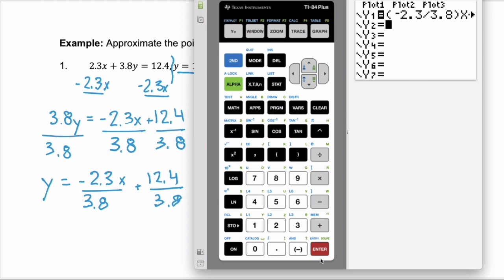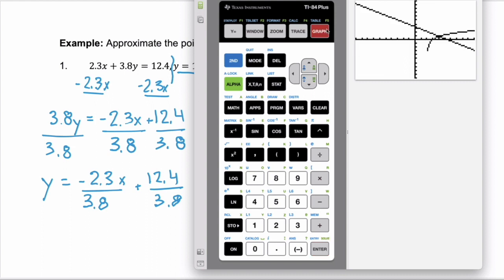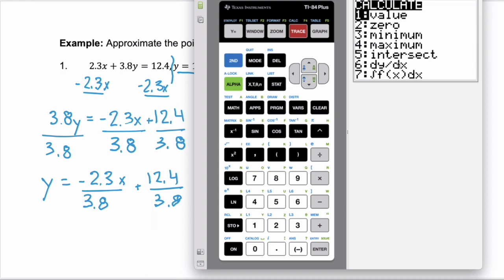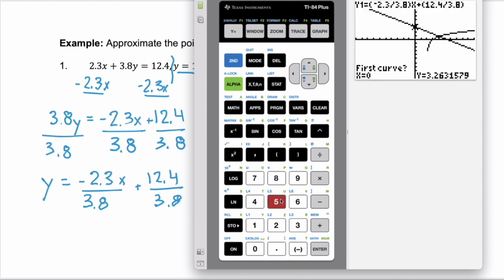Now we need to enter our second function, which is a log function. And that is 1.1 natural log of x minus 2.05 and close our parentheses. Let's graph. There we have our line and then we can see our log function. And we want to know the point of intersection, right? There's just one. Remember that second trace intersection is 5, so we enter 5.